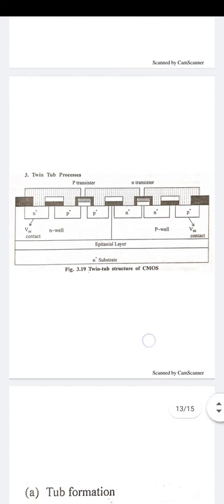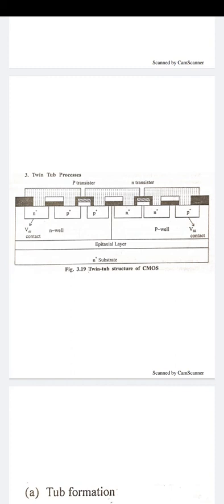In this process sequence, the starting material is an N plus or P plus type substrate with a lightly doped epitaxial layer on it. The epitaxial layer is grown on the substrate for protection against latch-up. The aim of this epitaxial layer is to grow a high purity silicon layer of controlled thickness, with an accurately determined dopant concentration distributed homogeneously over the layer.